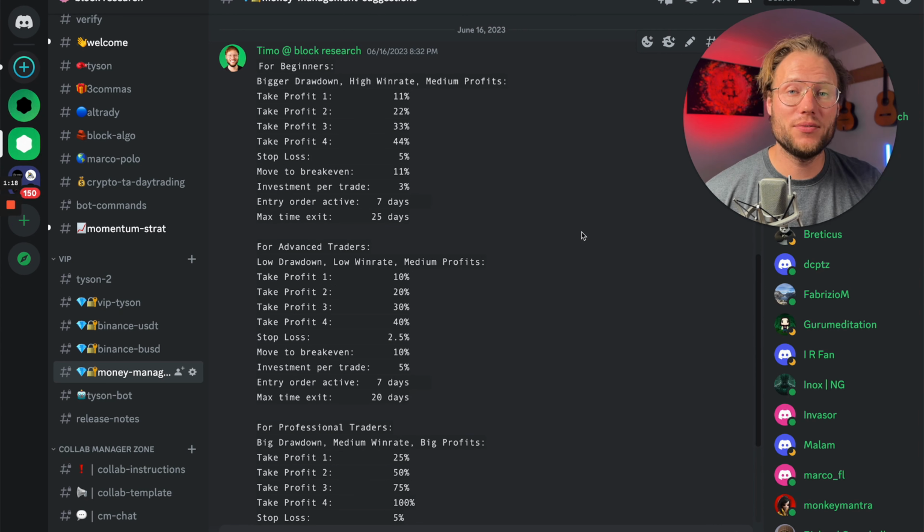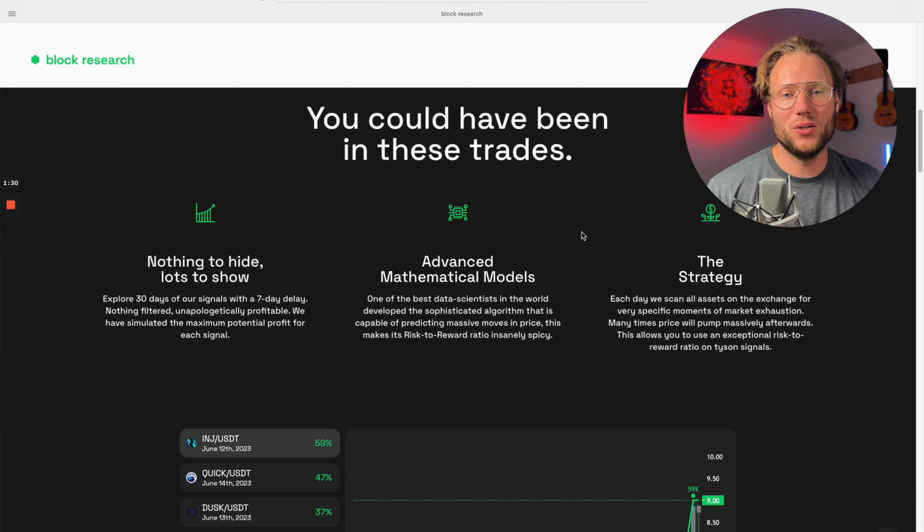Before we talk about the different ways to use the money management, this means where to put the take profits, where to put the stop losses, when to exit the limit order after a time-based auto close, and so on. Let's quickly go to our website, because maybe some of you are not yet familiar with the TYSON trading system.